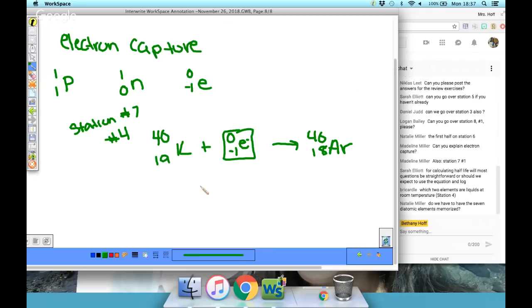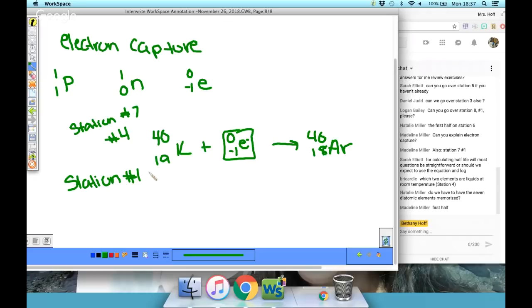Station number 7, number 1. Station number 7. Which number 1, the first half or the second half? So let's see. So we have number 1. I think that was Madeline who asked the first half.